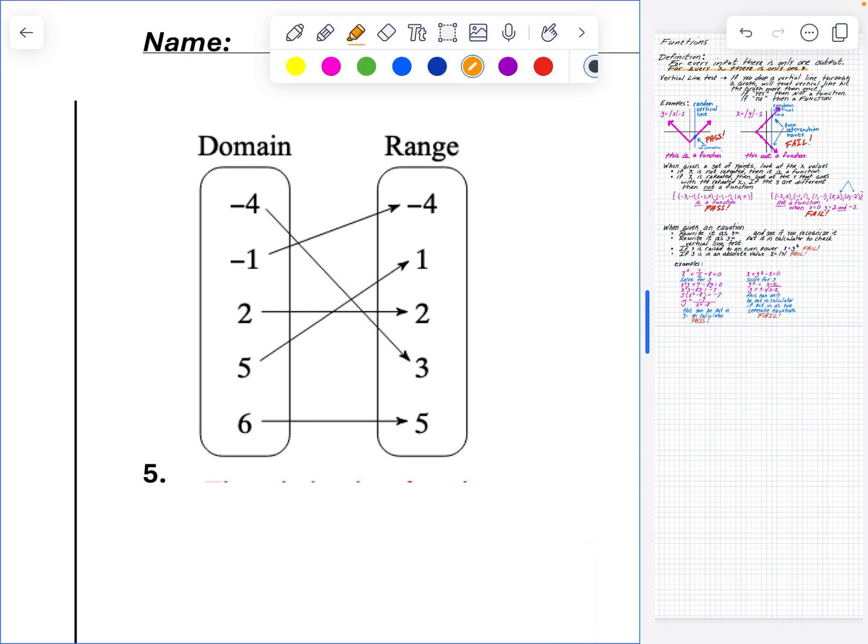To do these, all we really need to do is look here and notice that this -4 only has one line. This -1 only has one line. This 2, this 5, this 6. So this is a function.